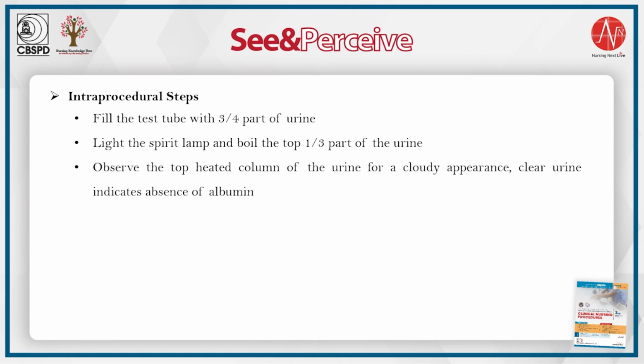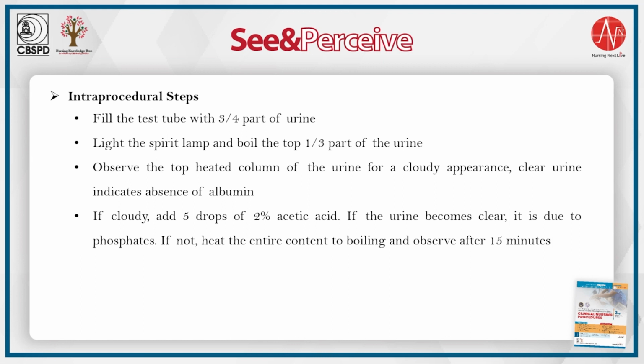Observe the top heated column of the urine for a cloudy appearance. Clear urine indicates absence of albumin. If cloudy, add 5 drops of 2% acetic acid. If the urine becomes clear, it is due to phosphates. If not, heat the entire content to boiling and observe after 15 minutes.